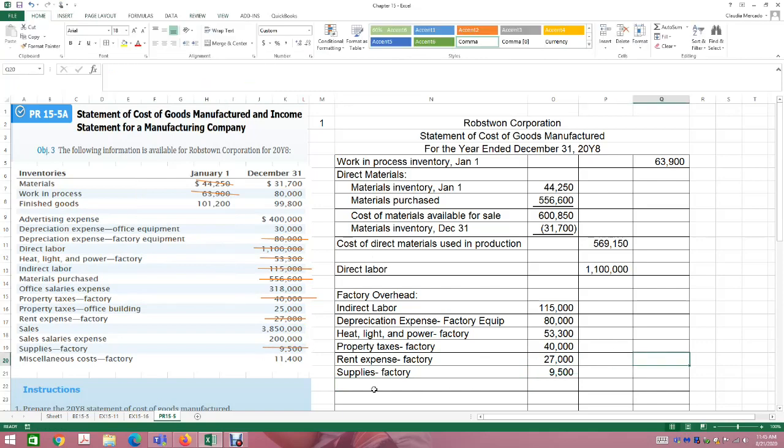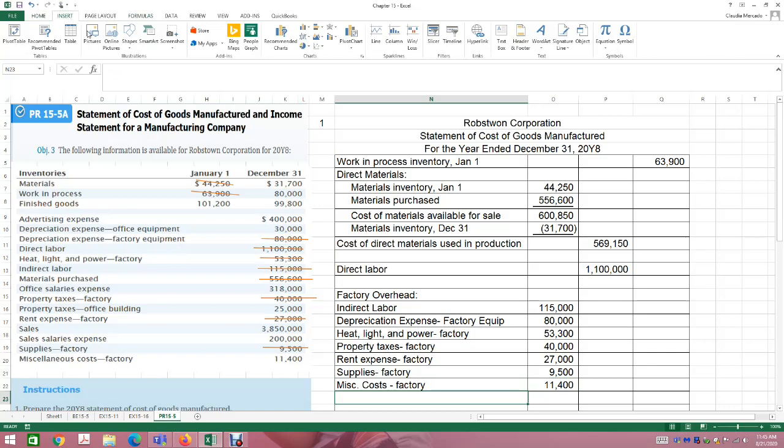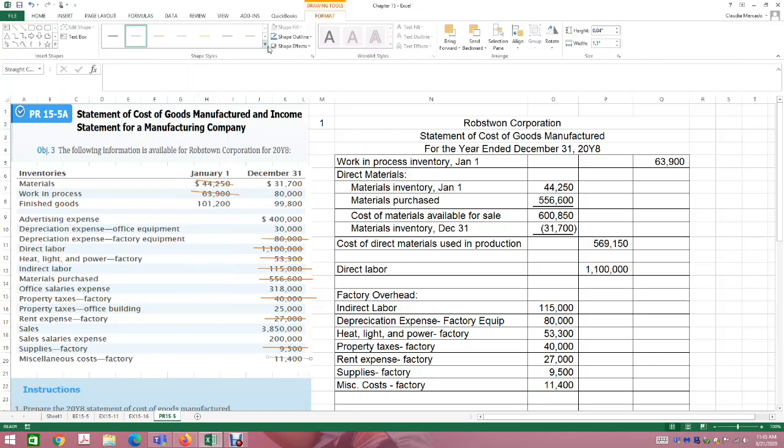Okay. And the last item that we will always have is miscellaneous. Regardless of the dollar amount, like you see here, I'm going in order by dollar amount from the highest to the lowest. Regardless of the dollar amount, miscellaneous always goes at the end. Even if it's higher, we always put it at the end. So we have miscellaneous cost for the factory. And that is $11,400. Okay, so those seem to be all of the costs associated with my factory.